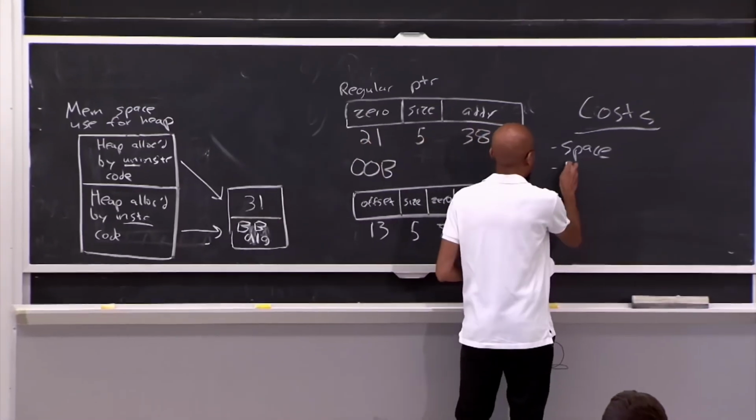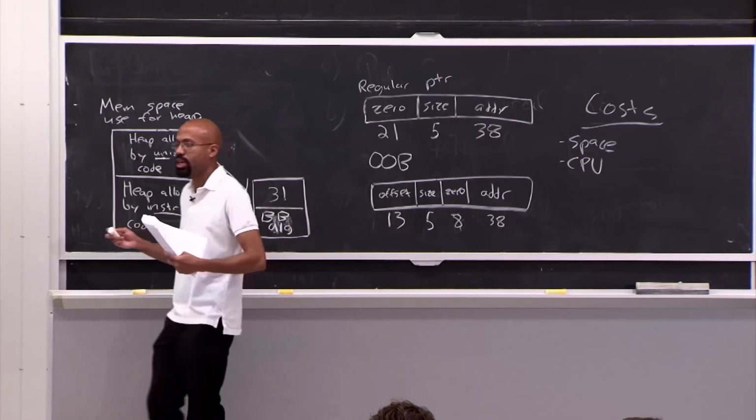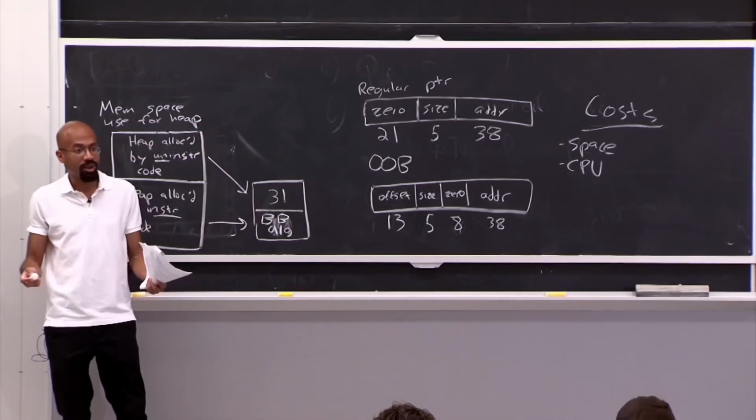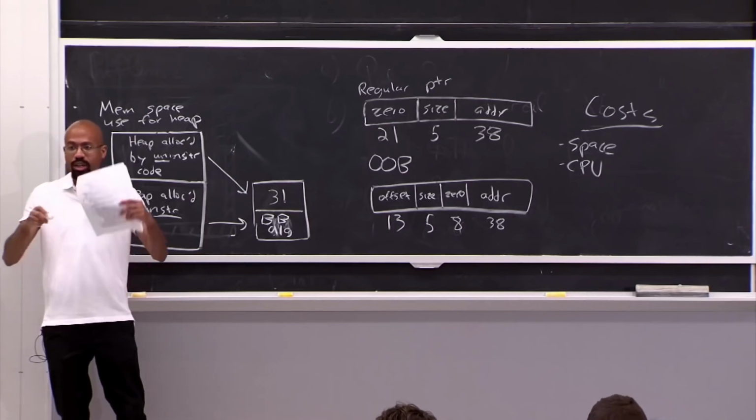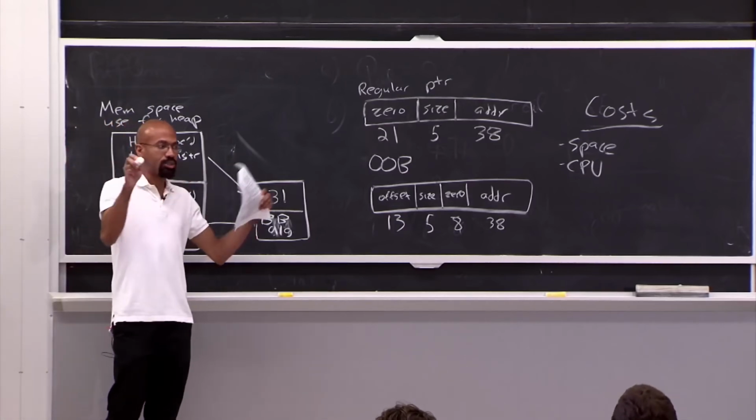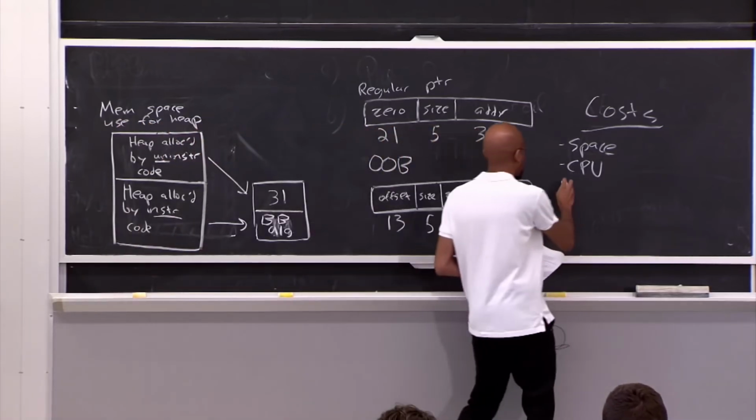You've also got the CPU overhead of doing all of the pointer instrumentation, right? So for every, or close to every pointer operation that you do, you've got to check these bounds using those shift operations and things like that. So that's going to slow your program down.